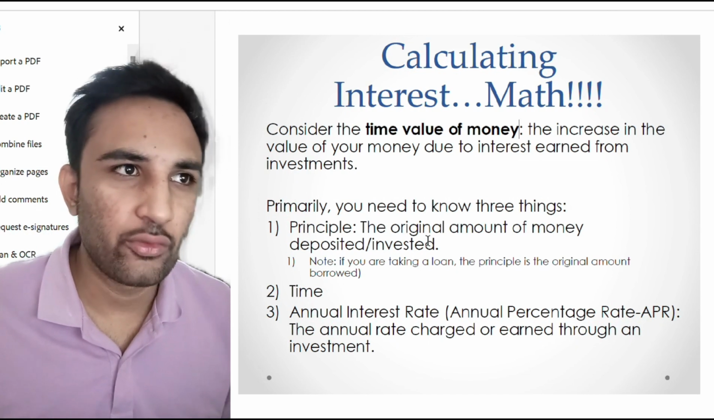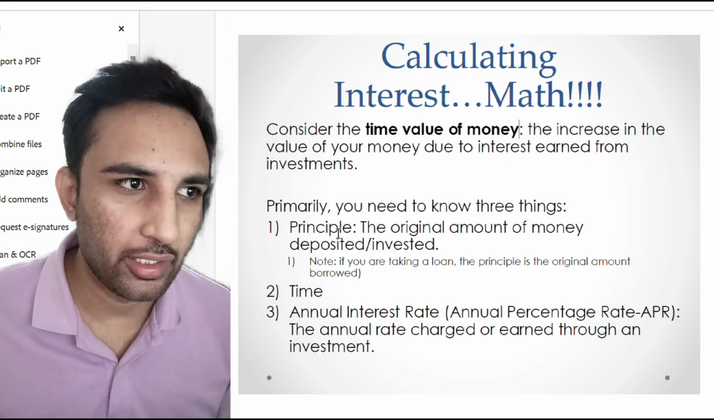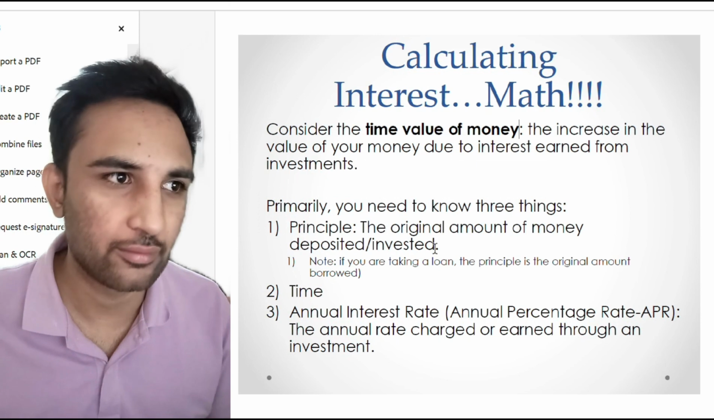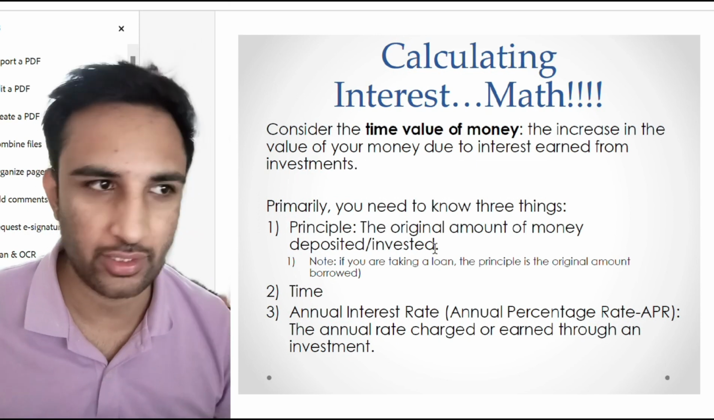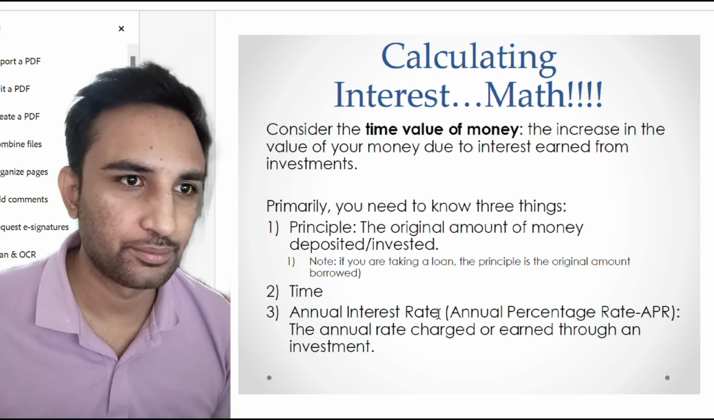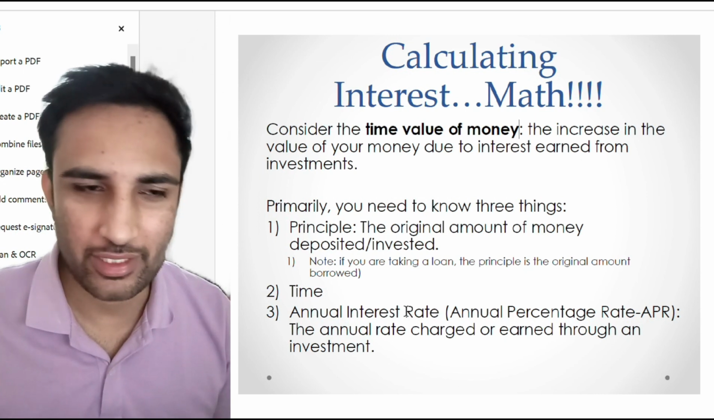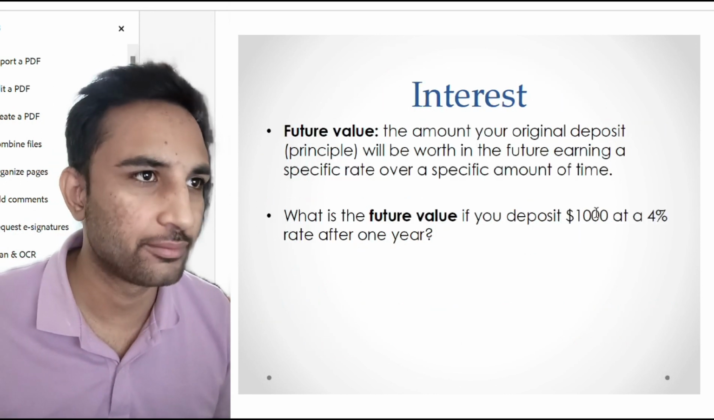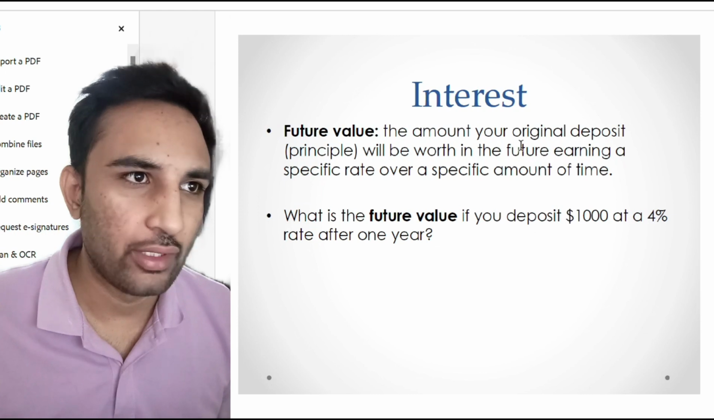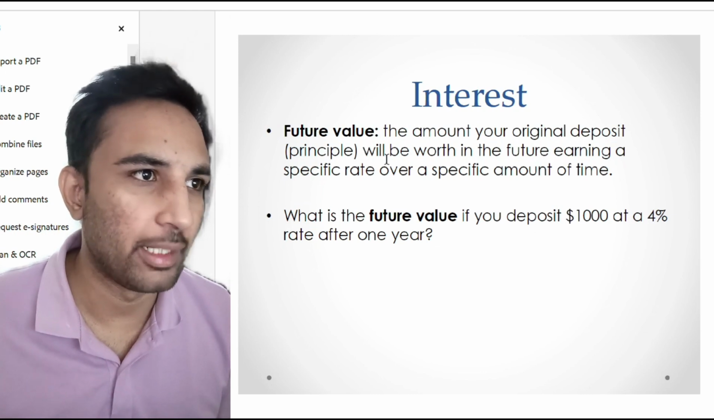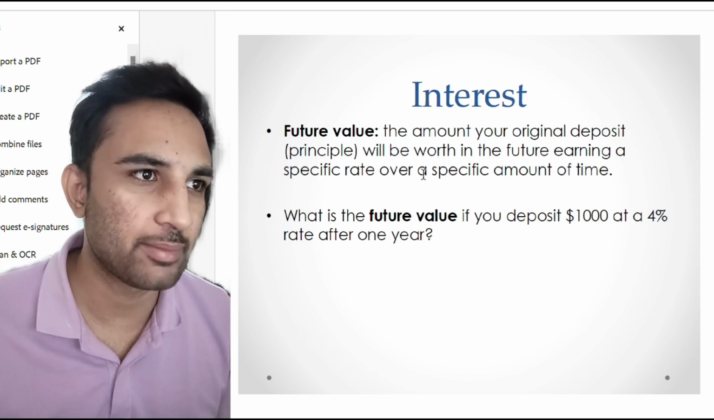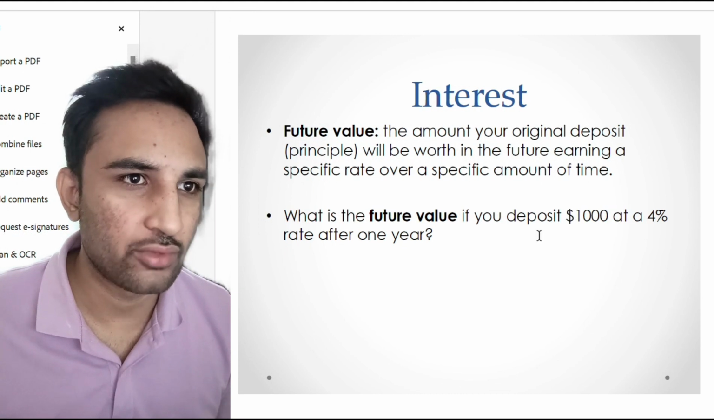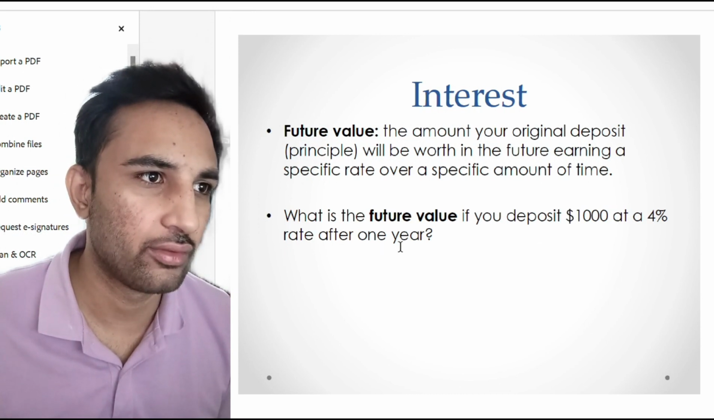Whenever you are investing money in something and you are earning interest, you need to know some basics like principal. Principal is the amount that you are investing, right? Time, for the time that you are investing your money, and annual interest rate. This interest rate can also change in the coming years, or it can be a fixed interest rate. Future value, the amount your original deposit will be worth in the future, earning a specific rate over a specific amount of time. What is the future value if you deposit $1,000 at a 4% rate after 1 year?